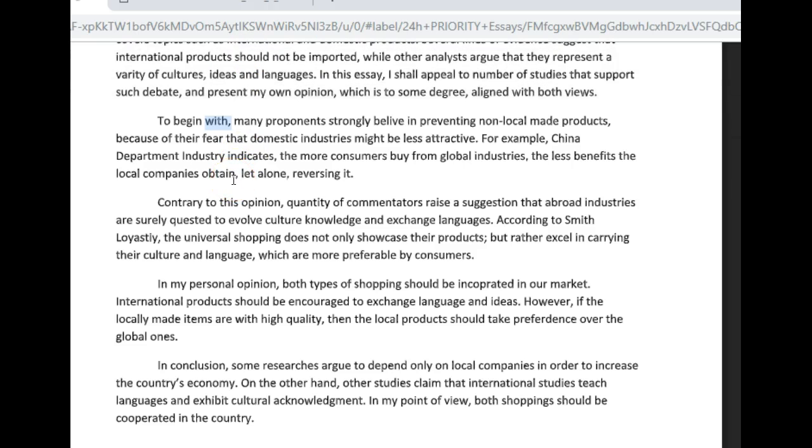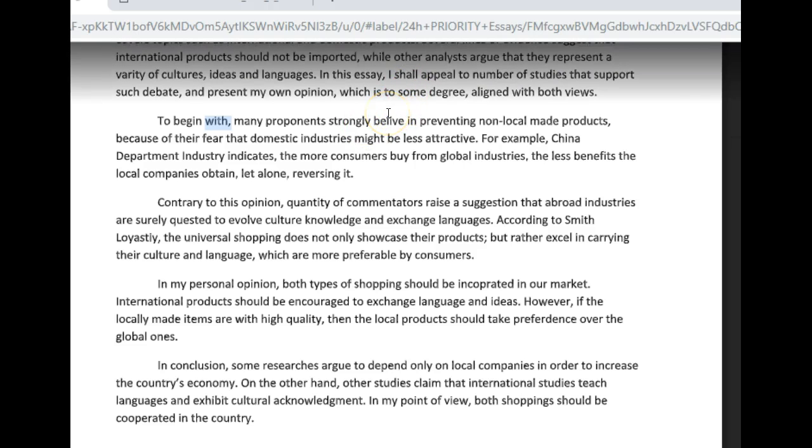To begin with, many proponents strongly believe, with an E, in preventing non-locally made products because of their fear that domestic industries might be less attractive. For example, China department industry indicates, no comma, the more consumers buy from global industries, the less benefits the local companies obtain, let alone reverse it. What do you mean? That is not a paragraph. That is a main idea, and there is no real support. So what do you mean? Why? How is this true? So support it. That's absolutely what's missing here. Okay?